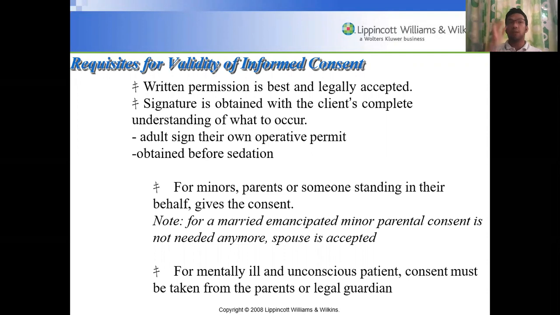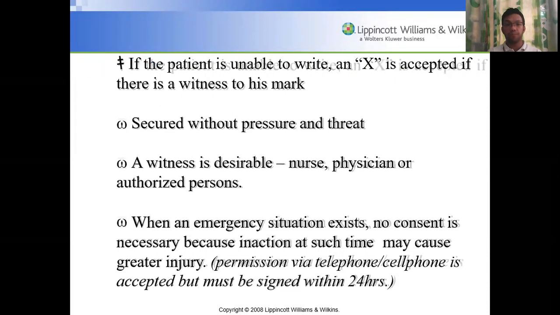Let's say, for example, the patient fell on his head and became unconscious afterwards and needs to be operated on because there is a blood clot inside the patient's cranium. So who's going to sign the informed consent? You look for an immediate family member.